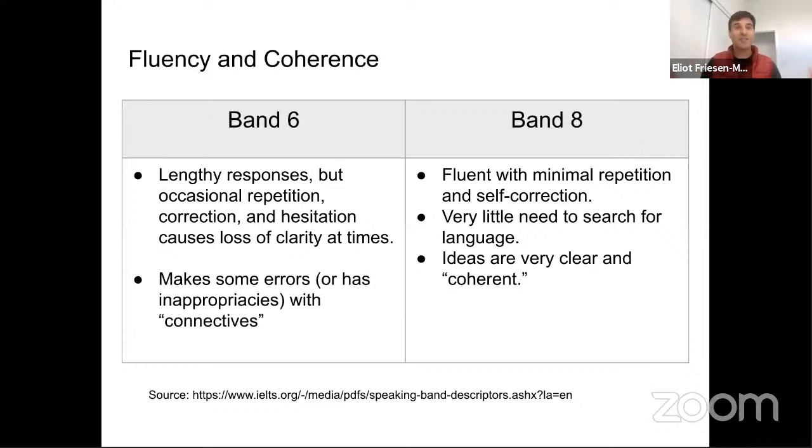Okay, so this is the theory. This is what's behind the band score rubric. These are the concepts. Now let's look at some examples.